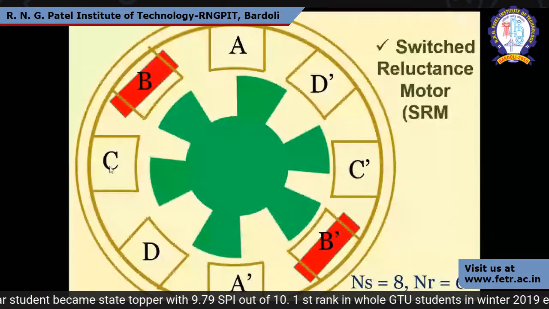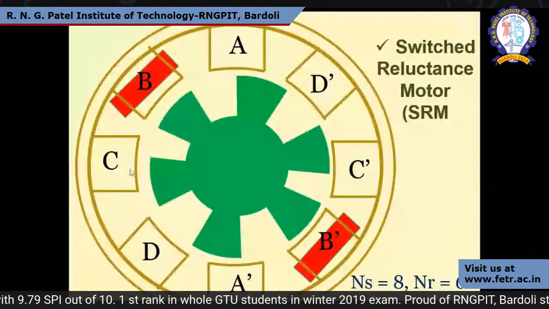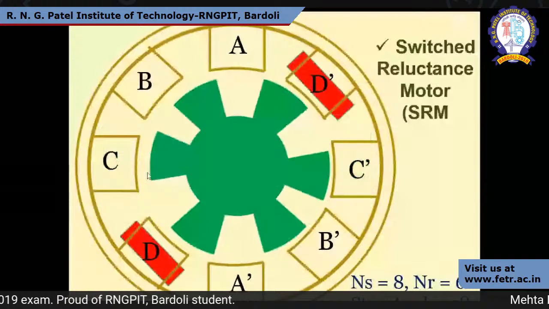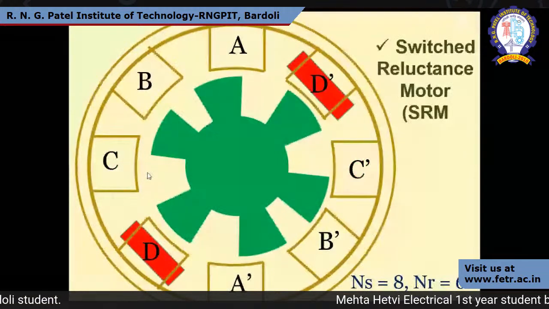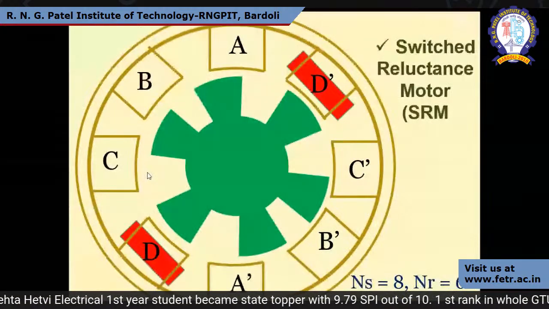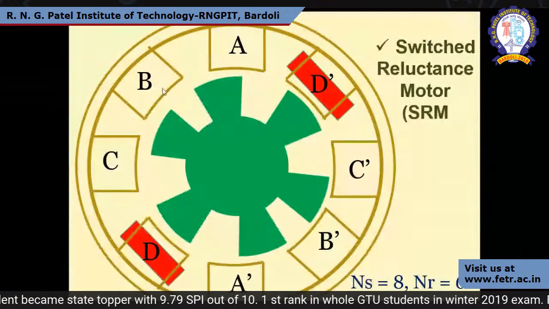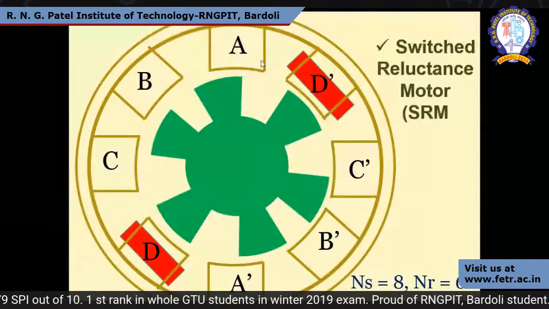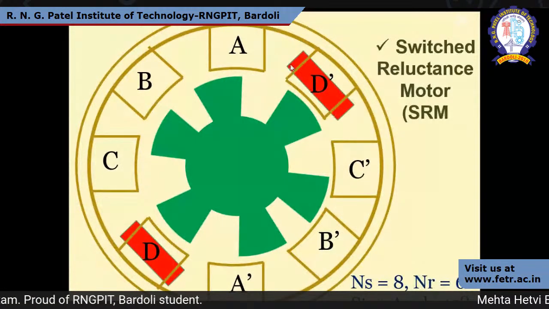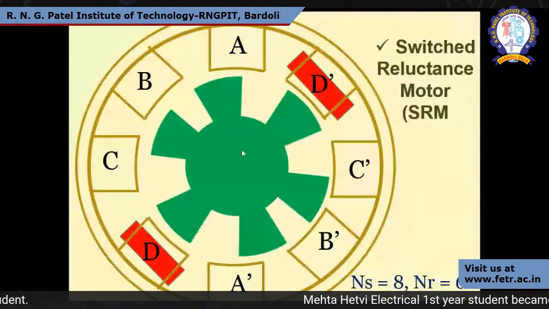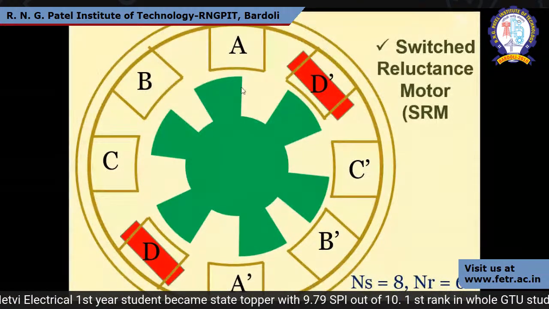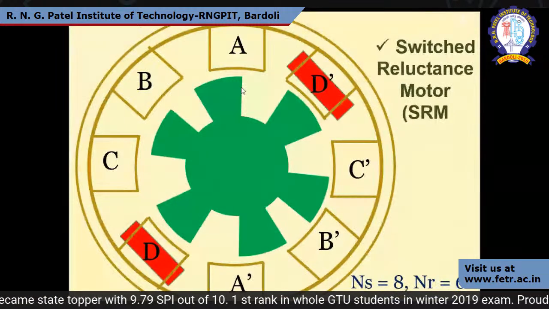Now, if we excite C, then look here, this one is the unaligned condition. If I excite C, it moves like this. Similarly for D, and one particular cycle is complete. Now in this motor, suppose someone has the idea to change the stator pole or rotor pole to permanent magnets in the same geometry. This is the SRM, meaning no permanent magnet is used here. So of course it has some particular output.